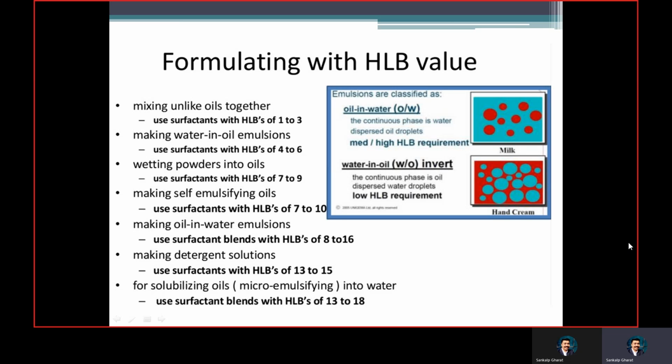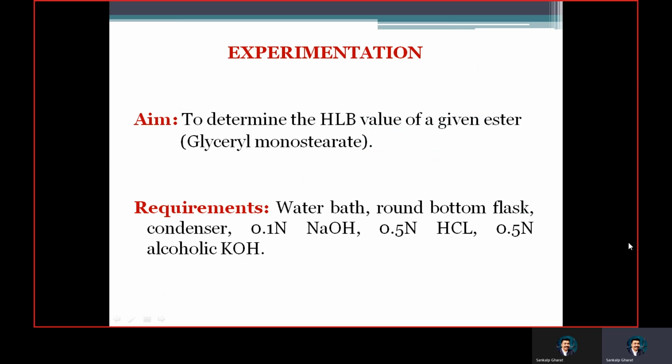For oil in water, oil is dispersed into the water phase. In that case, surfactant blends of HLB from 8 to 16 can be used. For detergent solutions, HLB from 13 to 15, and for solubilizing agents for microemulsification into water, surfactants of higher HLB, that is 13 and above, can be used for serving the purpose.